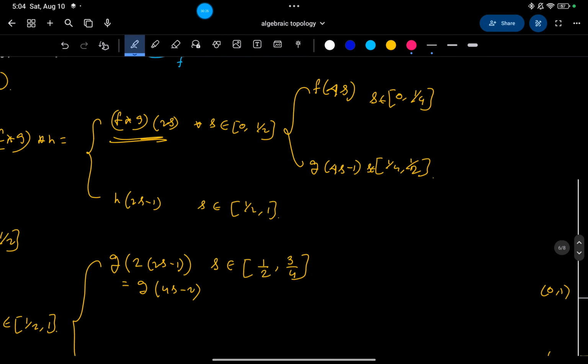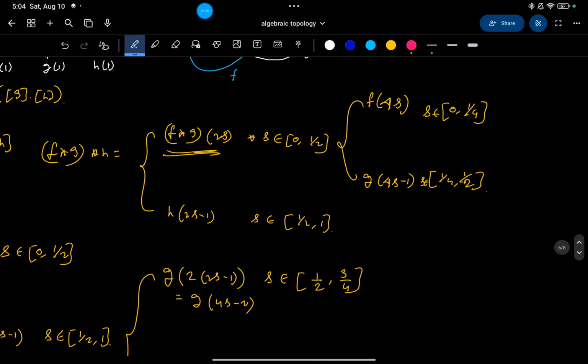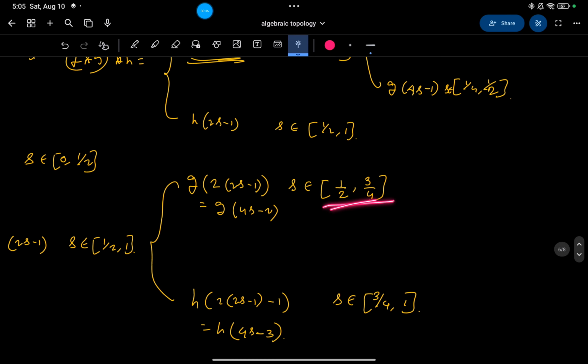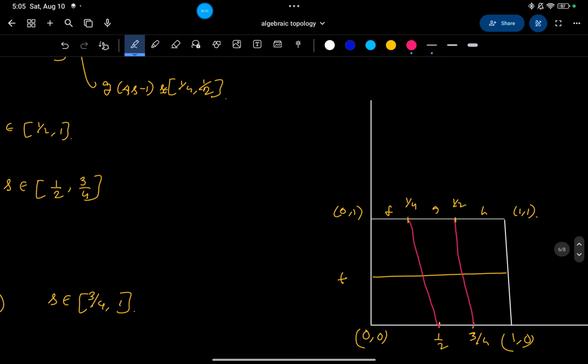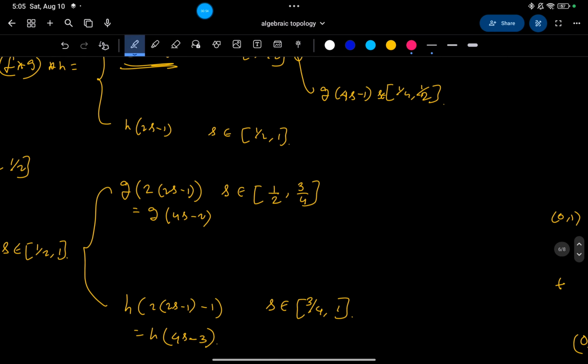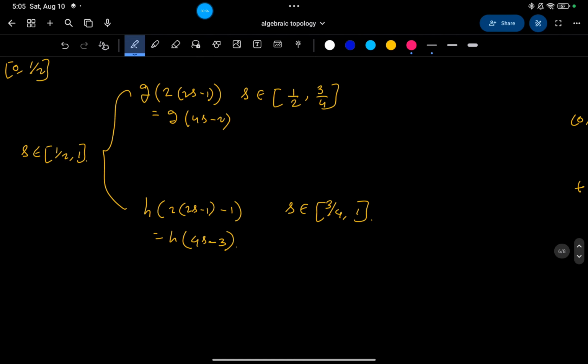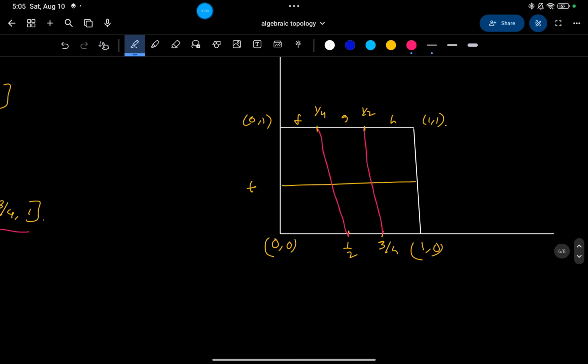Similarly, note that in the case of G, in the upper portion, G was acting from 1 by 4 to 1 by 2. The latter half, from 1 by 2 to 3 by 4, is acting like this. So here it is acting like F to G, and it comes like this. So I can join these two as well. And you see that for H it is anyway getting managed, like H was mapping from half to 1, here H was mapping from 3 by 4 to 1. So you see that it is anyway getting managed like this.